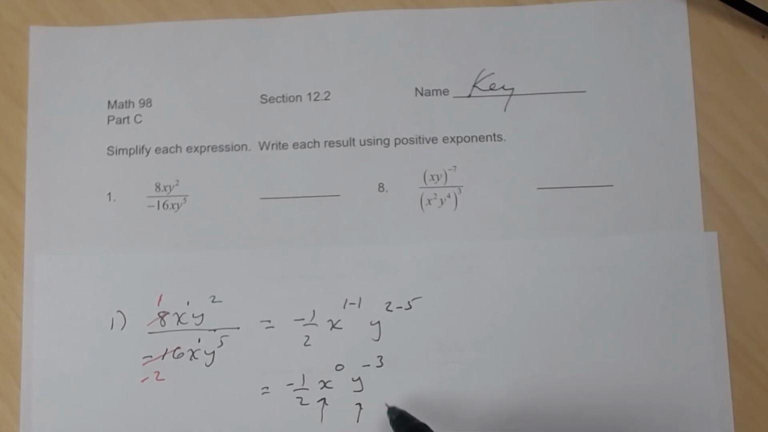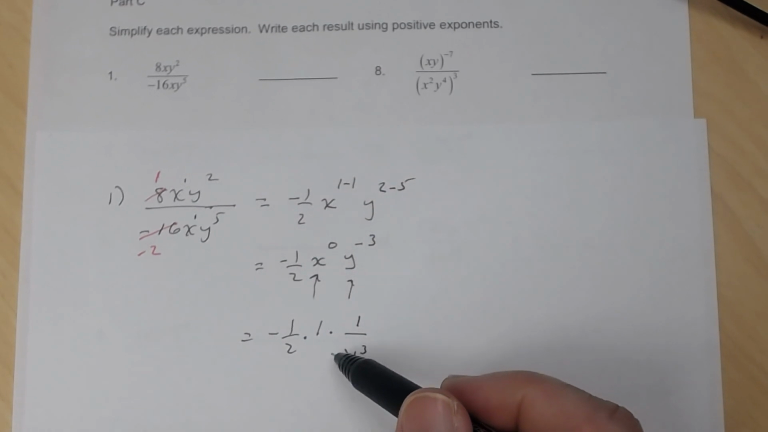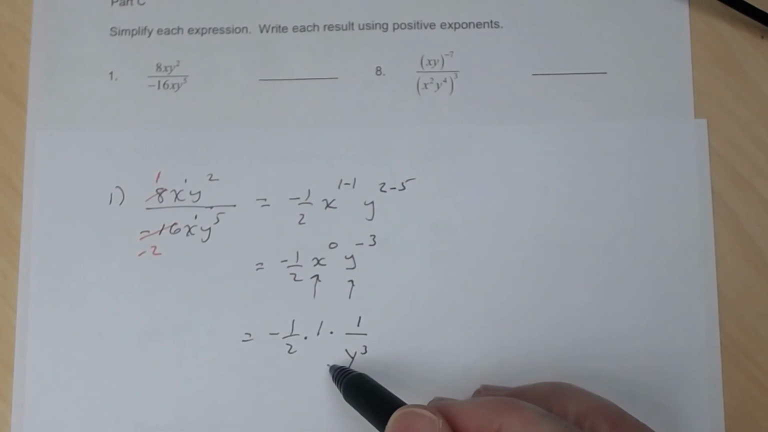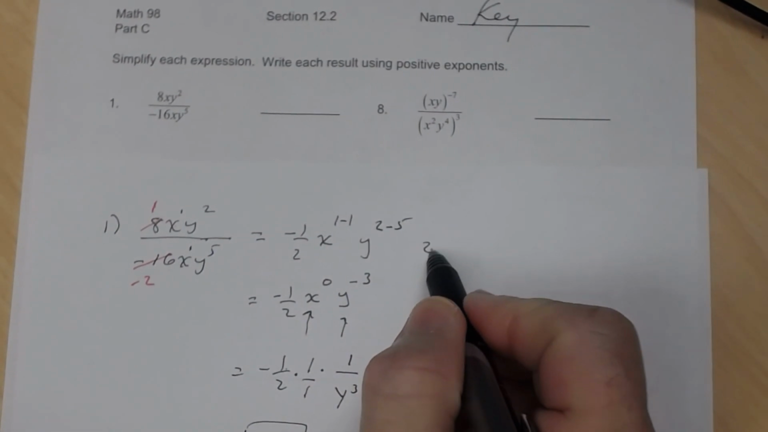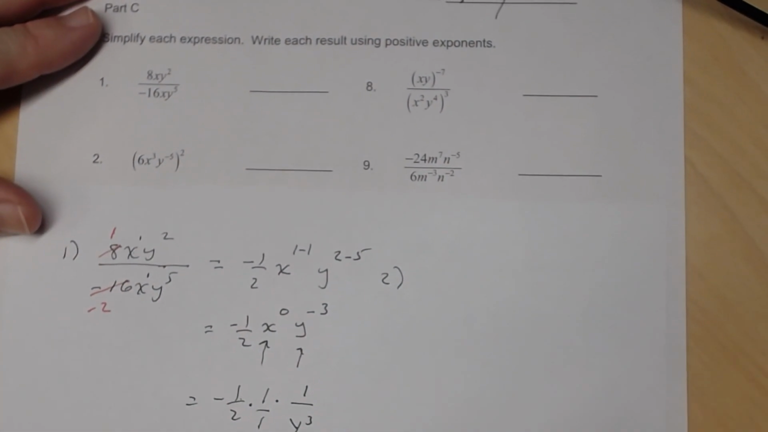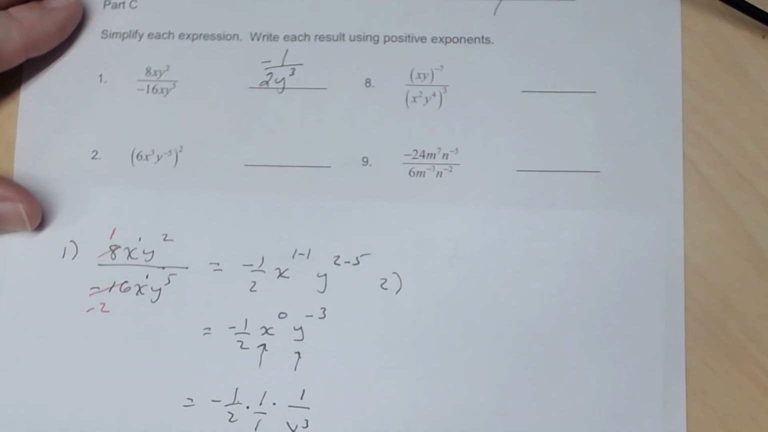Remember, you had to make this exponent positive, so you're using the negative exponent rule. Now you're going to write it as one fraction. Do not leave your answer like this. You have to write it as one expression, one fraction. So I get negative 1 times 1 times 1, which is negative 1, and 2 times 1 times y cubed is 2y cubed. So that's the answer to number 1: negative 1 over 2y cubed.